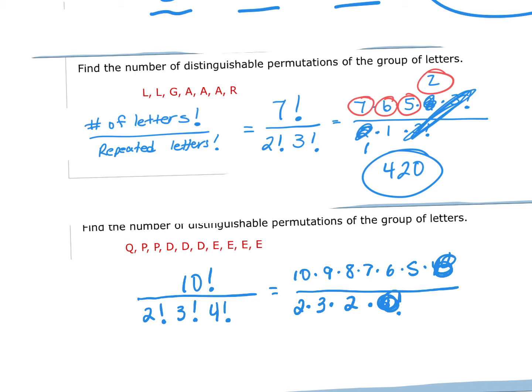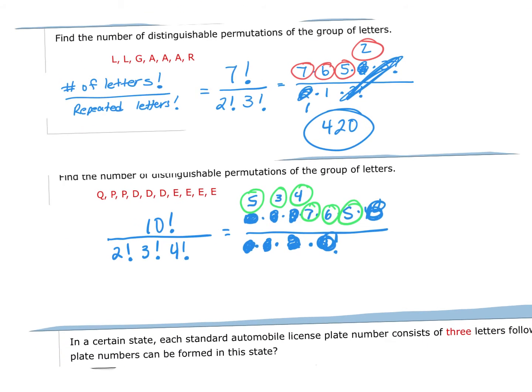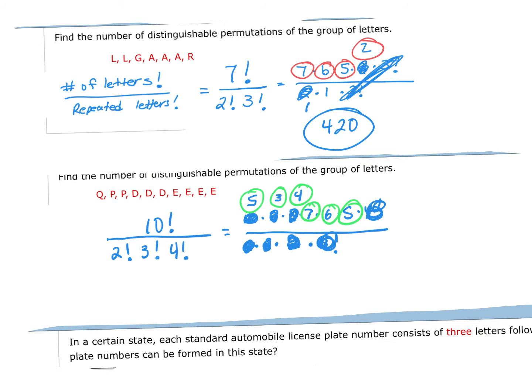You can multiply the top, multiply the bottom, and then divide them. I like to cross cancel. So I'm going to say 2 goes into 10 5 times. 3 goes into 9 3 times. And 2 goes into 8 4 times. If you cross cancel different numbers, that's okay. But again, here it might be a good idea to just circle the ones that are left over so you can see exactly what you need to multiply. What did you get on this one? 12,600. That's what I got. Good. Does anybody have any questions so far?